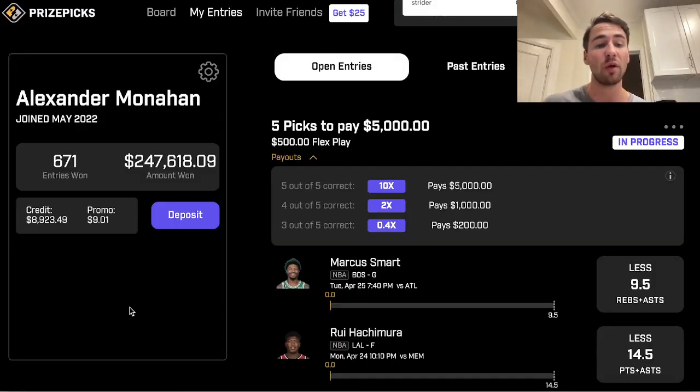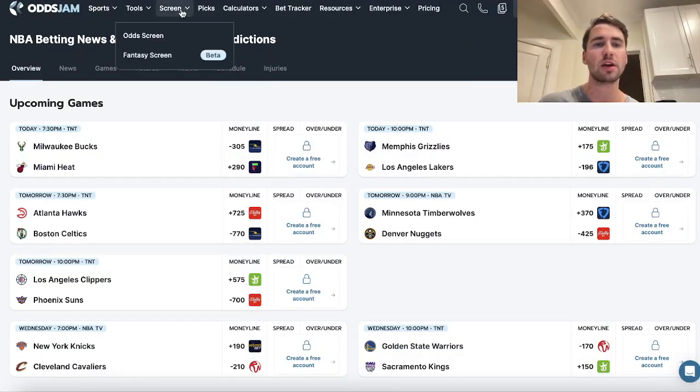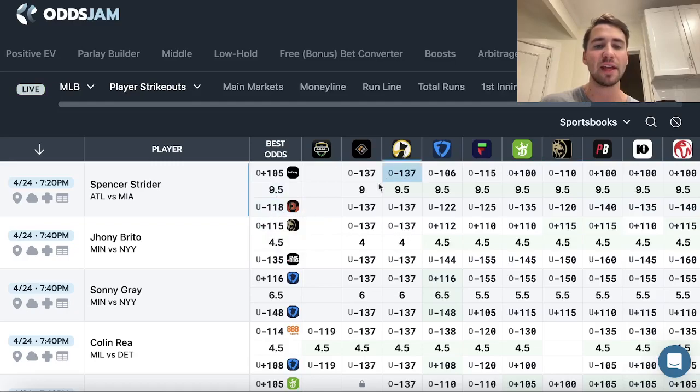So I found a lot of value on PrizePicks, and the tool we're going to start out on is called the OddsJam Odds Screen. So you just go to Screen, and then you go to Odds Screen, and that's essentially how you get to it. And the bet I have is right here.